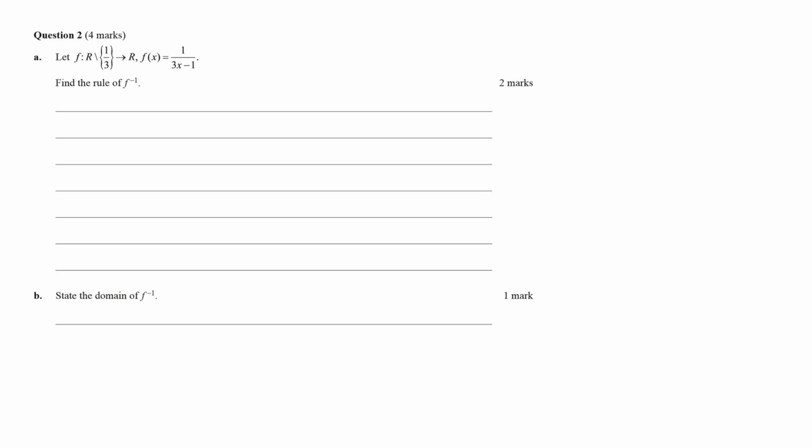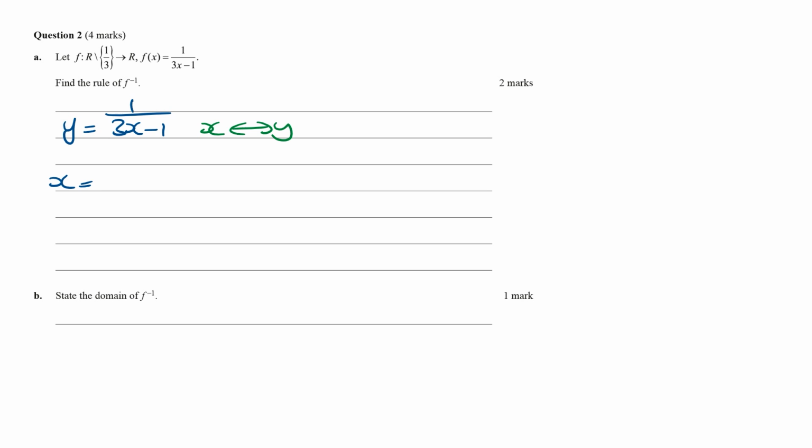Let the function f where f of x equals 1 on 3x minus 1. Find the rule of f inverse. To find the rule of f inverse, we let y equal f of x, which is 1 on 3x minus 1. We then swap the x and y variables and solve for y.